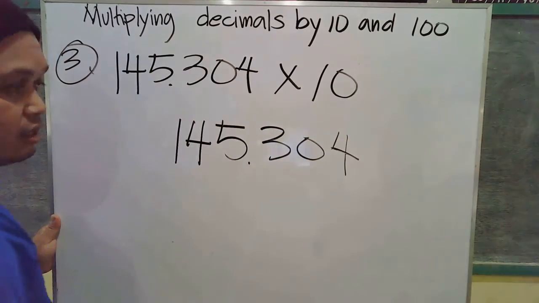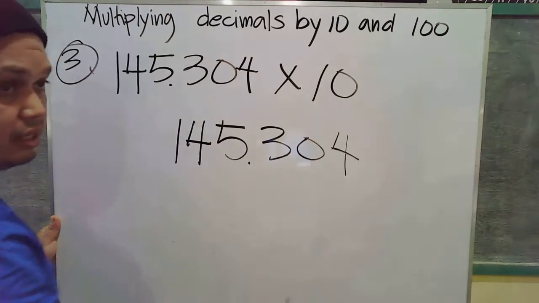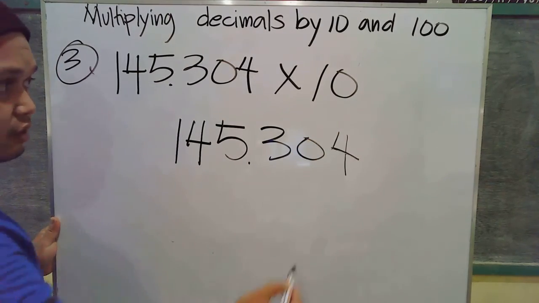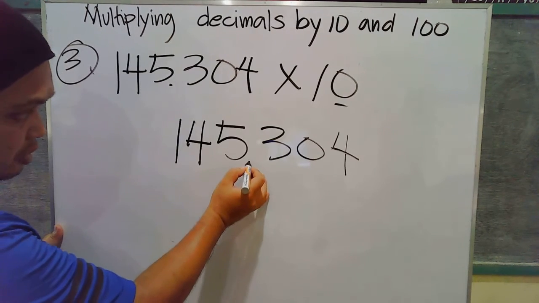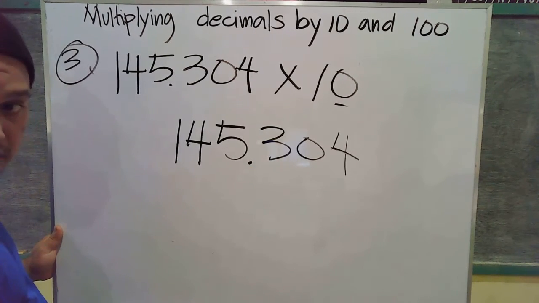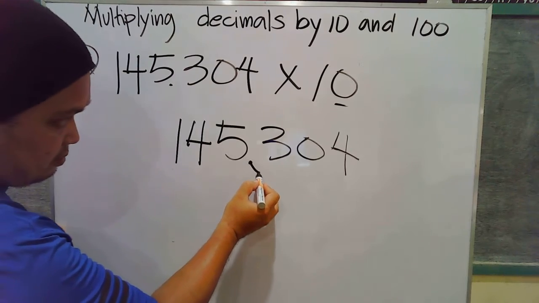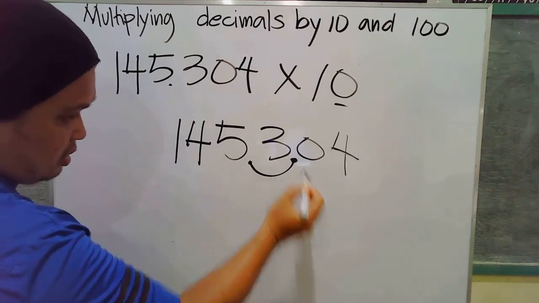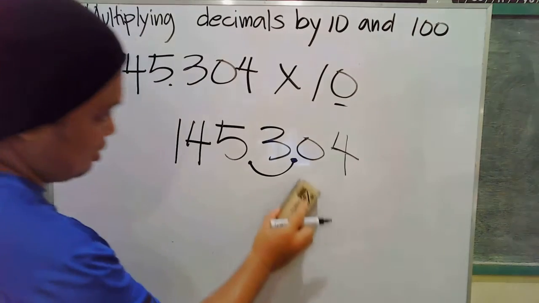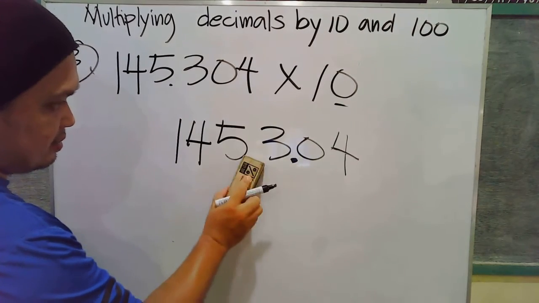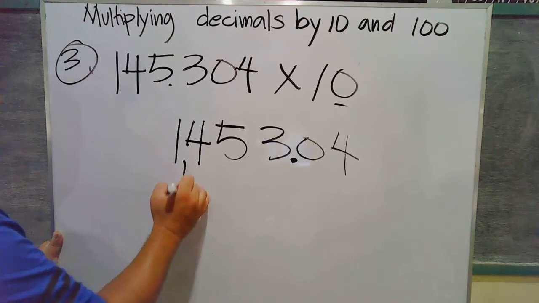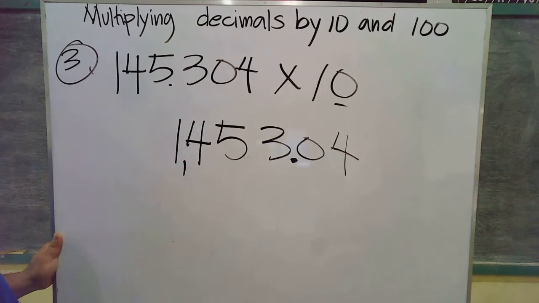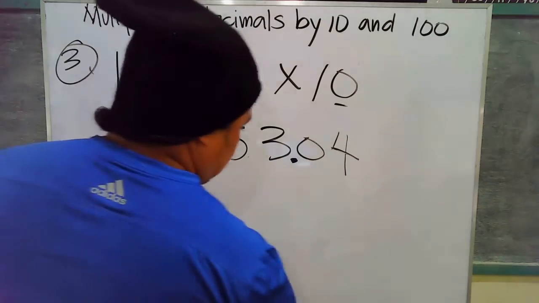145.304. Now for our multiplier, how many zeros does 10 have? Only 1. Okay? So therefore, for our decimal point, we just need 1 step to the right to locate our new decimal point. Okay? So our answer will be 1,453.04. Okay, that's it. Now let's have some more examples.